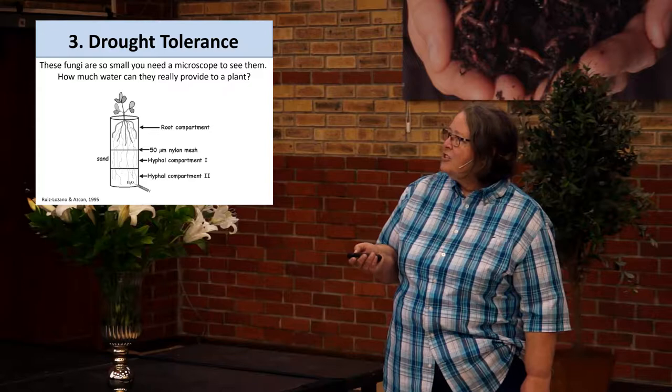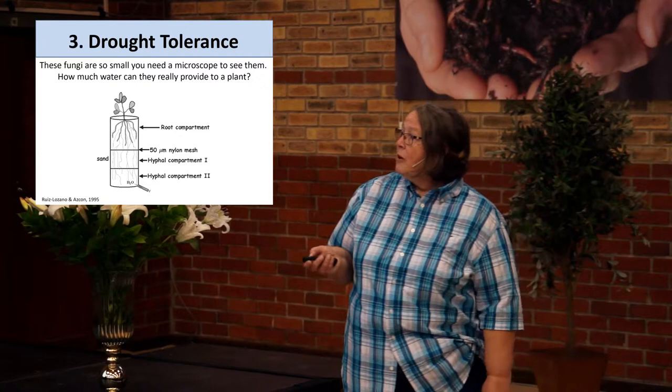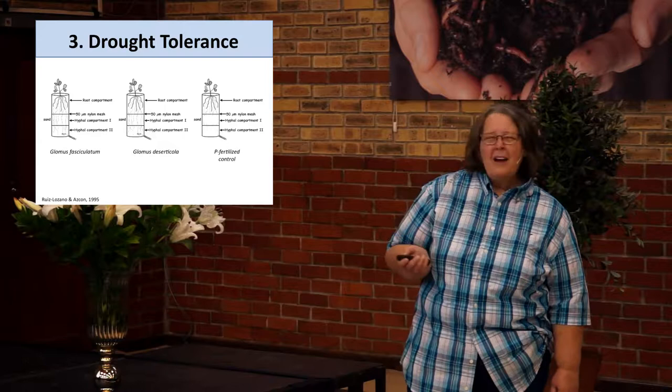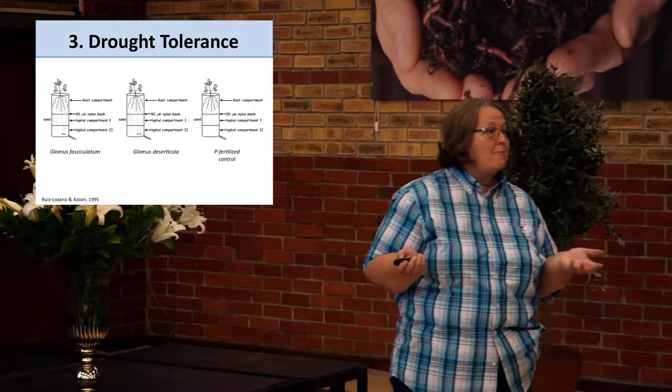With sand, you're not going to get a whole lot of travel upwards of your water, because water tends to pass through sand and go down. So most of the water is going to stay down here. And then they said, well, mycorrhizae are so good at scavenging phosphorus, it's going to find phosphorus even in sand. So we're going to fertilize our control to make sure that the effects we see aren't because the plant didn't grow well due to a lack of fertilizer.